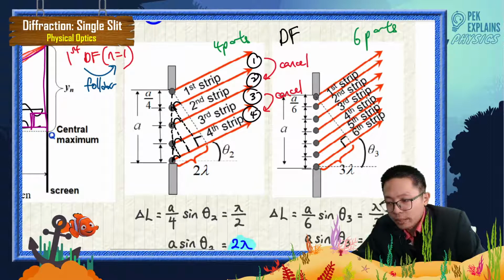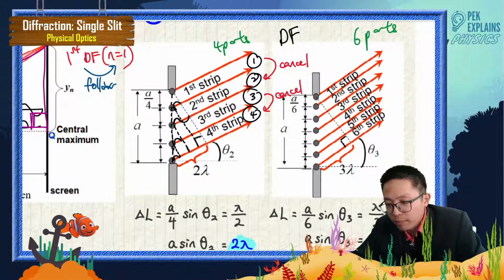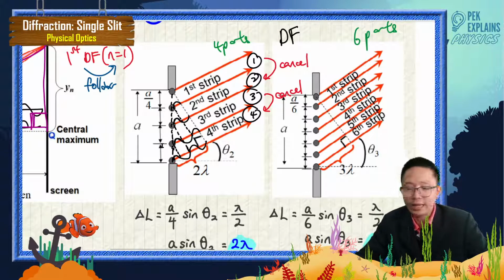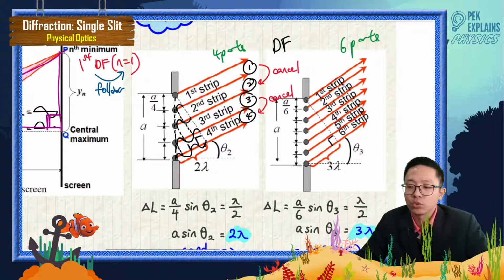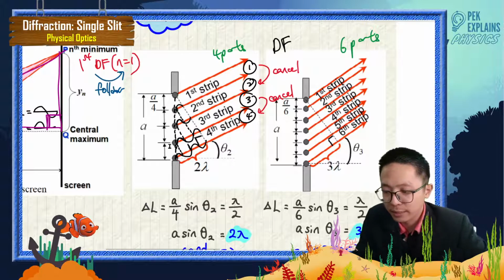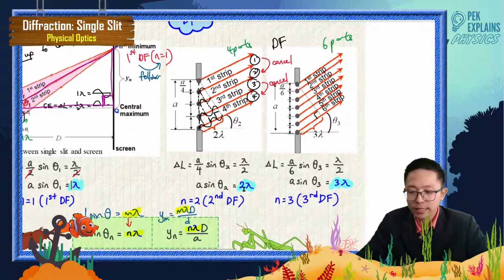And then the following becomes 1 lambda combined. And then half plus half plus half becomes one and a half. And then the last one is half plus half plus half plus half, which becomes 2 lambda. Do you see that? So the first particle and the last particle difference is 1 plus 1 lambda, so 2 lambda. That's why A sin theta equals 2 lambda.